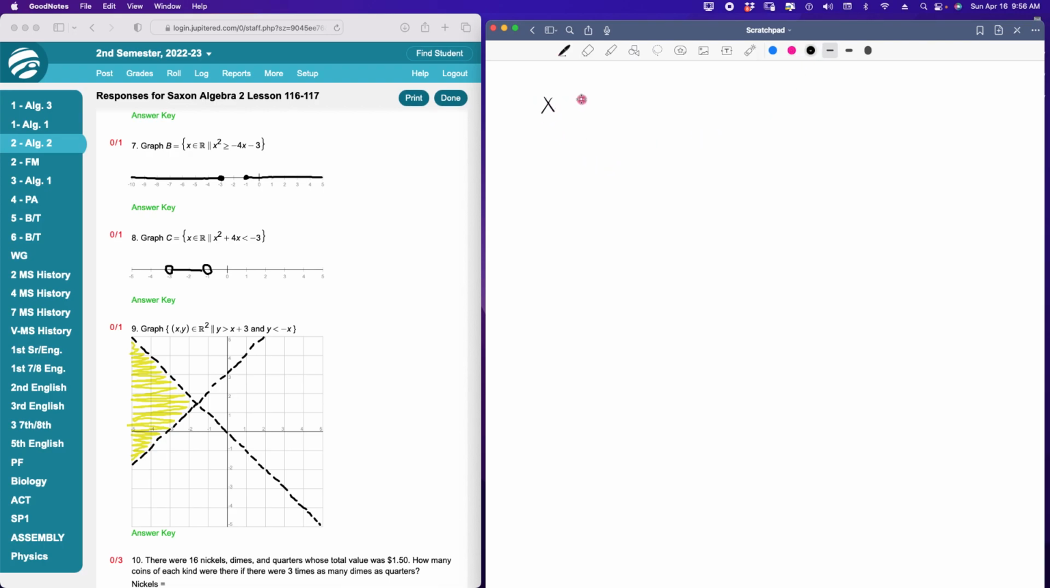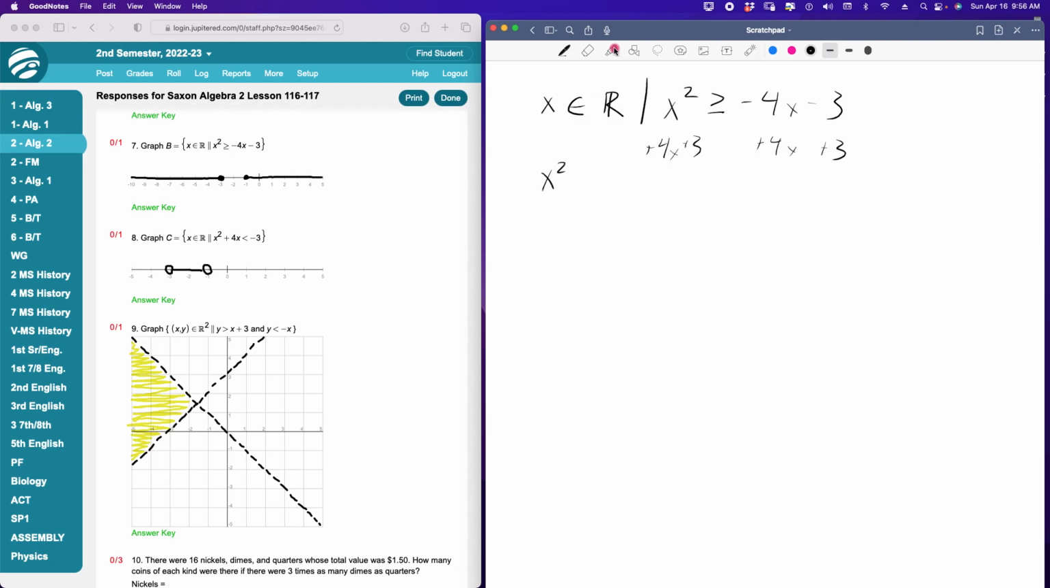So x is the set of all real numbers, so we will be using a line here, such that x squared is greater than or equal to negative 4x minus 3. All we have to do is set this up so that we can set it equal to 0 and factor it. So for x squared, I'm going to add 4x to both sides. I'm going to add 3 to both sides.